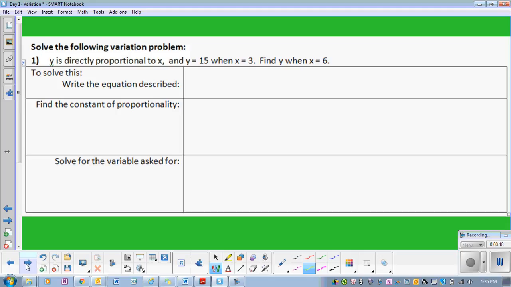So here's how we solve variation problems. Always follow these steps. You're going to see something like y is directly proportional to x. What variables do they use? Get the one before the words. So y is directly proportional to x. Let's write that equation: y equals kx. Always have to have the k.